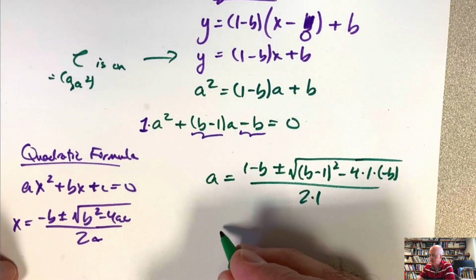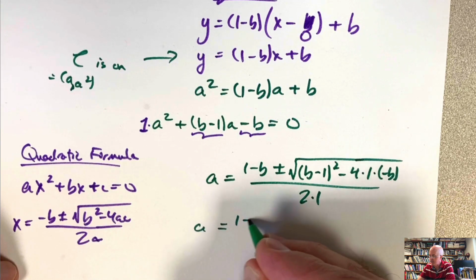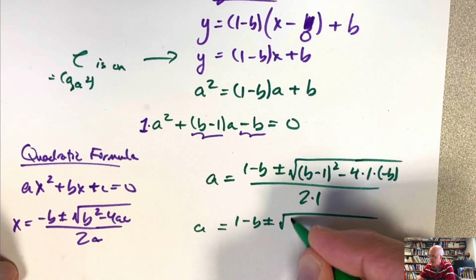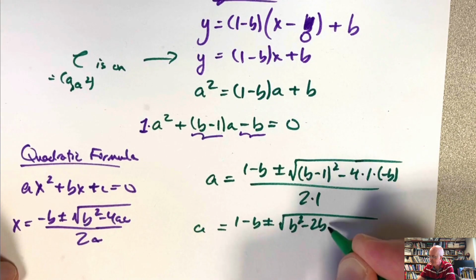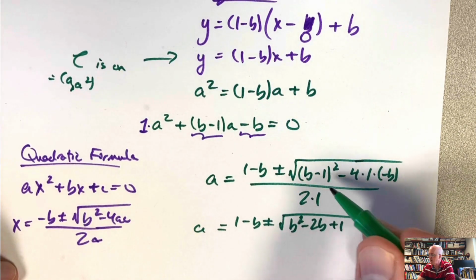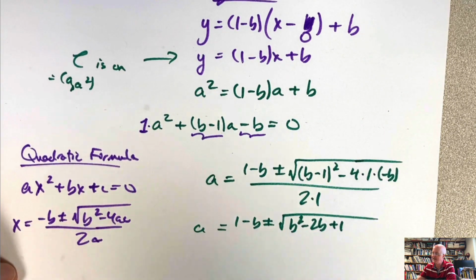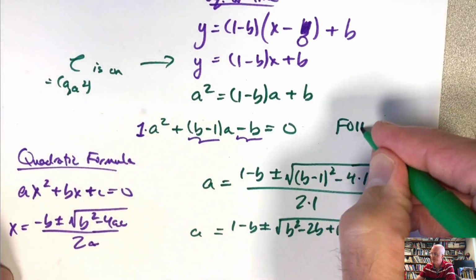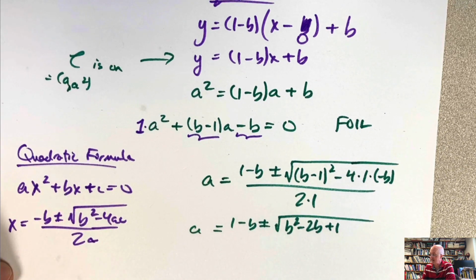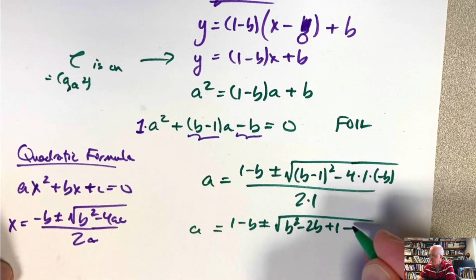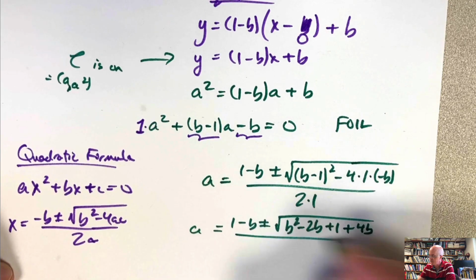Ugh, it doesn't look so simple. Keep going. Don't give up. Simplify, expand that out. I'm foiling in my head here. b minus 1 quantity squared is b squared minus 2b plus 1. I foiled in my head. You need to look that up if you're forgetting. Two negatives there make a plus. Plus 4b over 2.